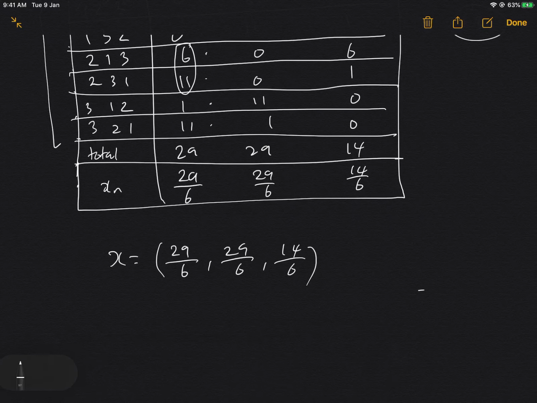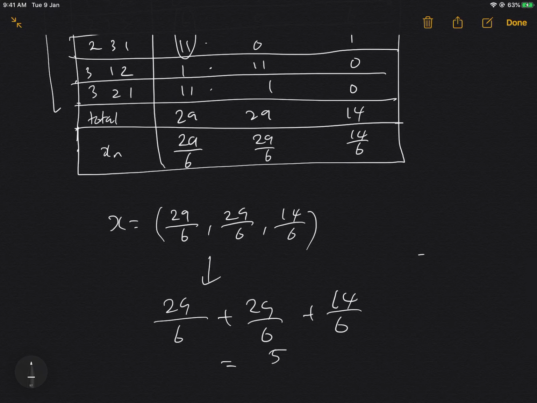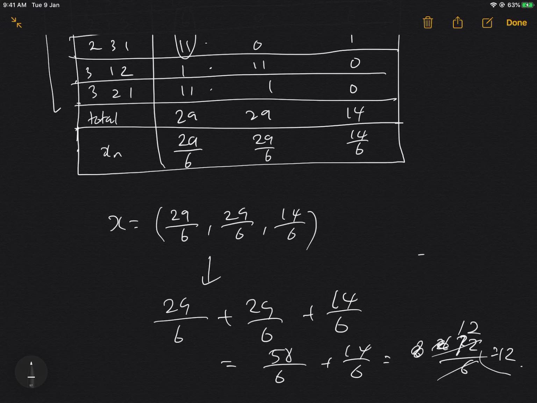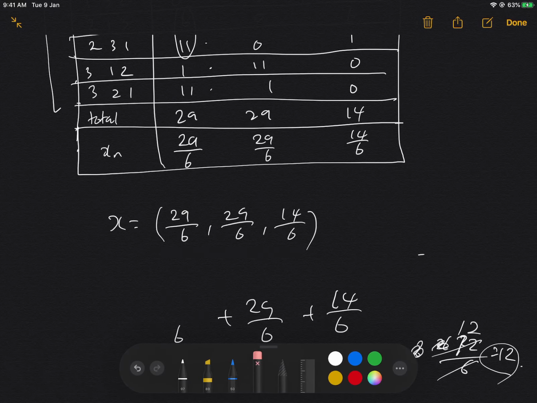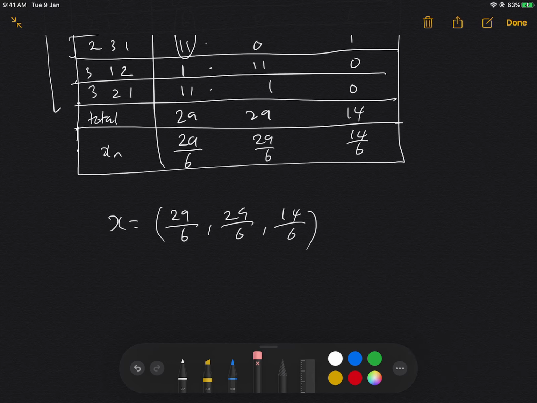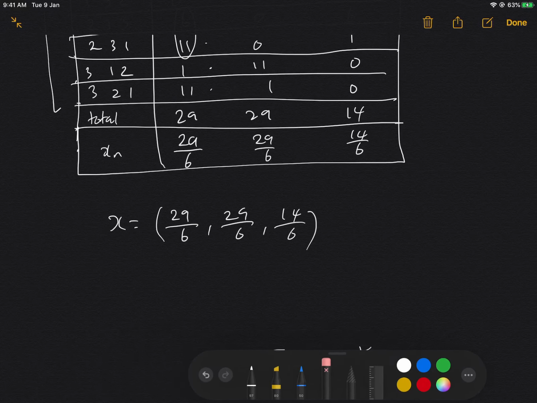How do we confirm that they add up to 12? Just add it up. So 29 over 6, 29 over 6, 14 over 6, which is 58 over 6 plus 14 over 6, 72 over 6, which is 12. So we confirm that these all add up to 12, and that's a feasible allocation. So we're not missing out on any utility that we had for the grand coalition, and we're distributing according to their marginal contribution. So it's all good.